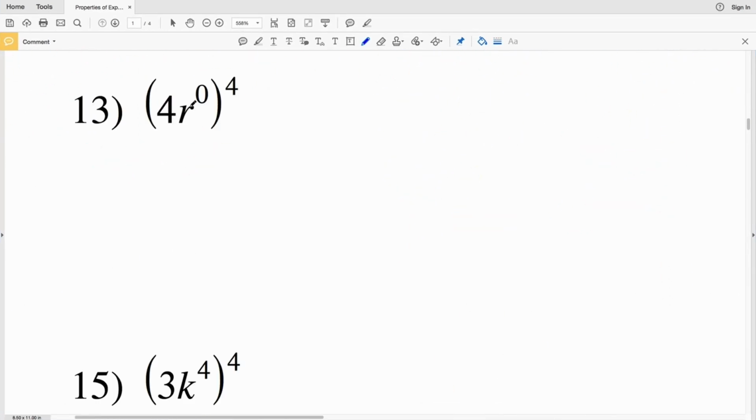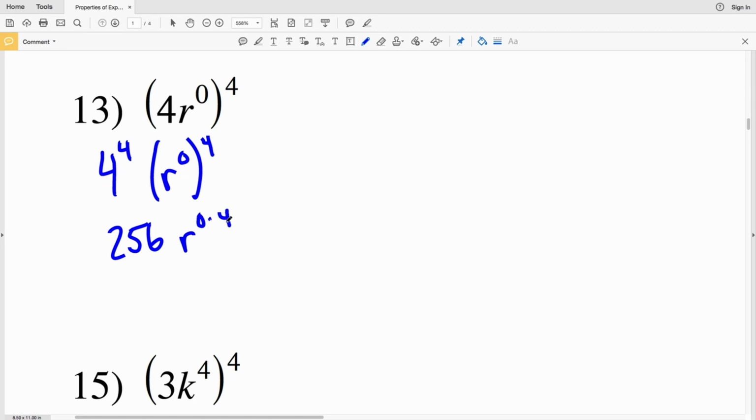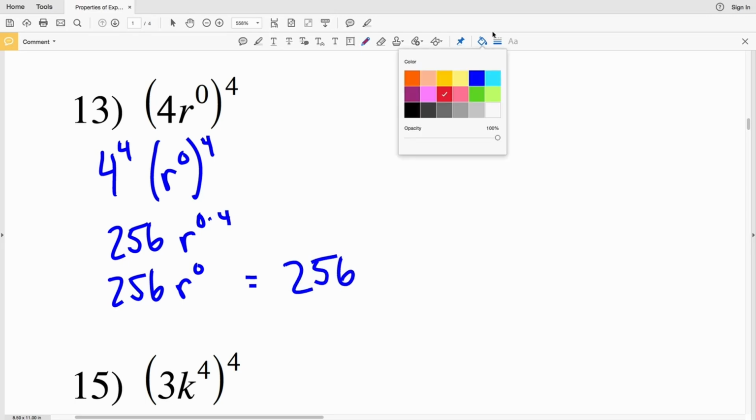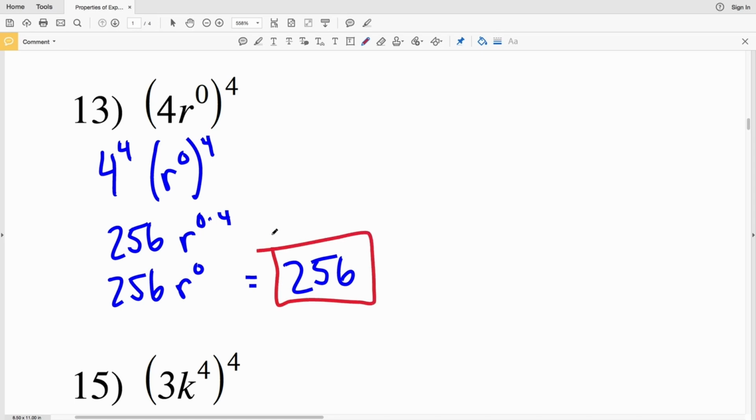I have 4r to the 0 and then raising that to the 4th. So that's 4 to the 4th times r to the 0 and raising that to the 4th. 4 to the 4th is equal to 256. So 256 will be multiplied to r to the 0 times 4. And 0 times 4 is 0. So 256 times r to the 0, which is equal to 256 times 1, which is 256. That's our solution in number 13.